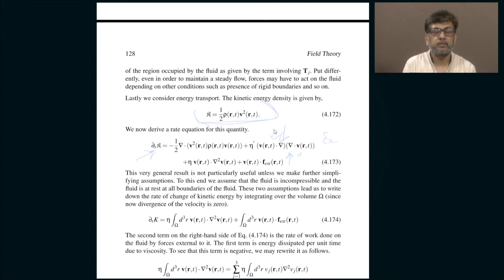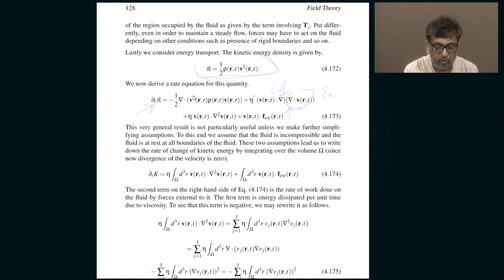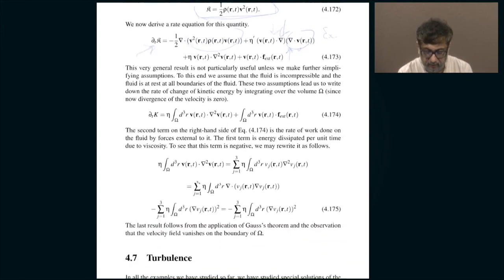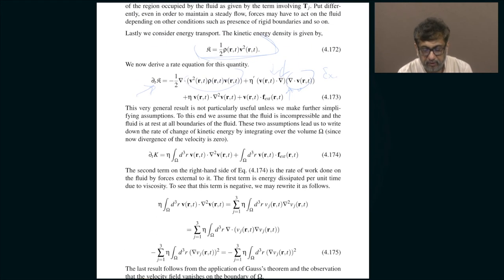So now imagine that I only consider situations where the fluid is incompressible, in which case divergence of v is 0. Clearly I can do the following. If I integrate over a volume, this is going to involve the surfaces, so this will be the divergence of something over some surface. I am going to assume that those surfaces are far away, so that the velocity on those surfaces is 0, and I can ignore this. In that case, I only consider these two terms.